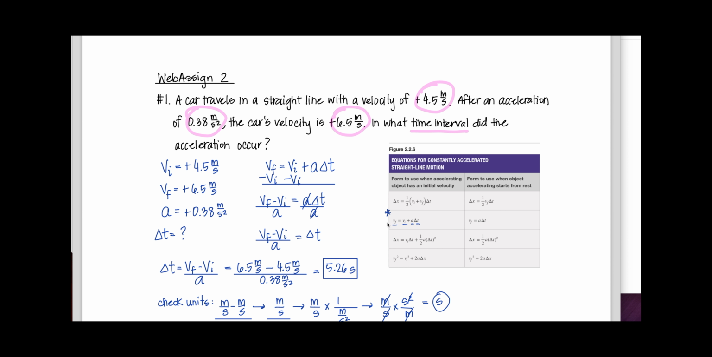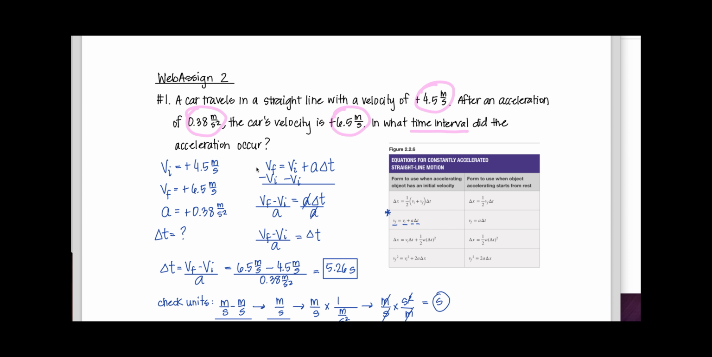So my next step after identifying the equation I'll use is to copy down that equation exactly as it's given. So here I've copied down v sub f equals v sub i plus a times delta t. After I've chosen my equation and copied it down, my next step is to solve the equation in variables for what I am looking for. So I want to end up with an equation that solves for delta t.